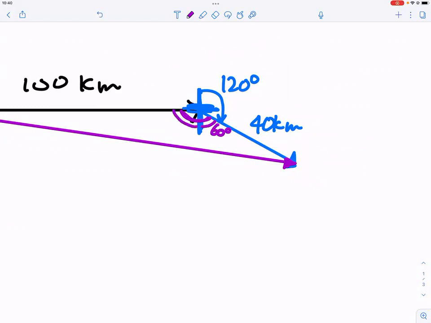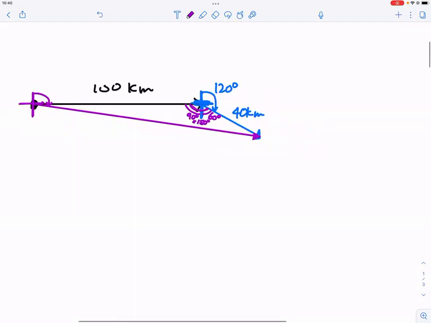And this is 90. So all together would be 150 degrees. Okay. Again, we're given the 120. So the remaining part right here, from here to south, it's 60 degrees. And this is east, right? So this little angle right here is a right angle. It's 90 degrees. So 90 plus 60 is 150.